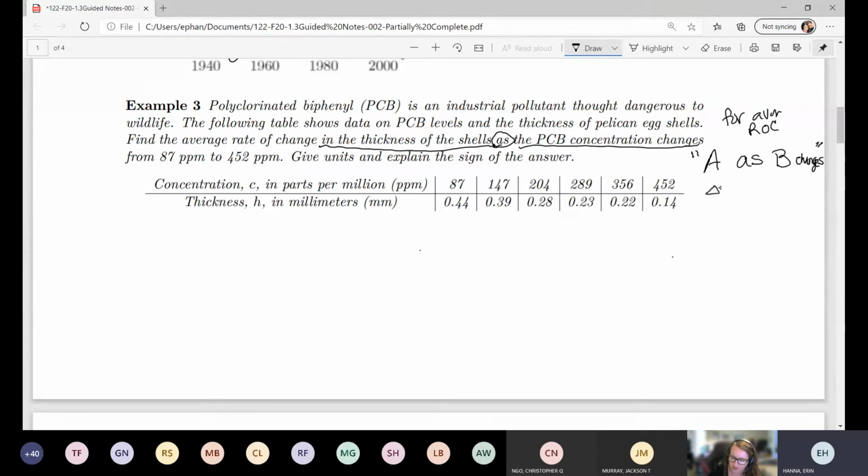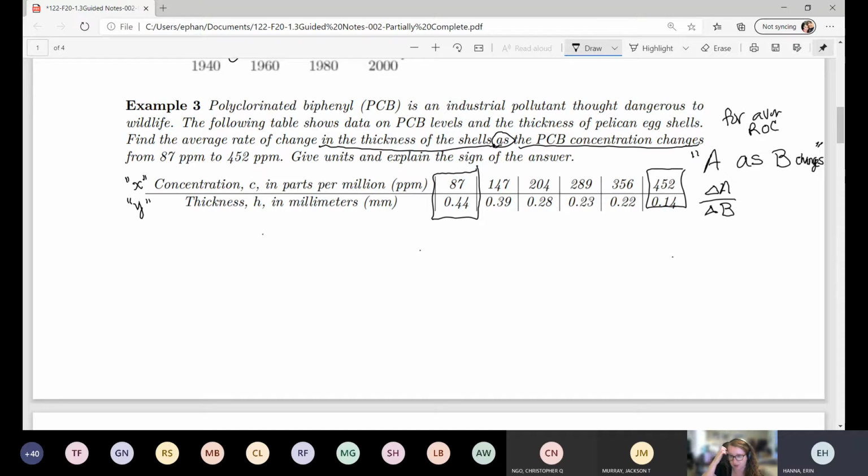This is going to give you change in A over change in B. So if it ever says find the average rate of change for something as this other thing changes, the thing that's said to be changing is the denominator value. Hopefully that makes sense. But in this case, it works out exactly how we want, where the top thing in the table is acting as our x's and the bottom thing in the table is acting as our y's. So we want to find the average rate of change for the 87 and the 452.